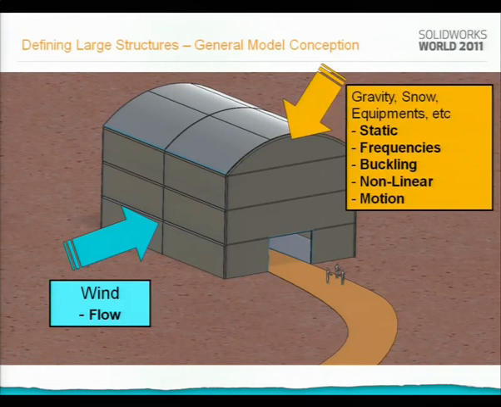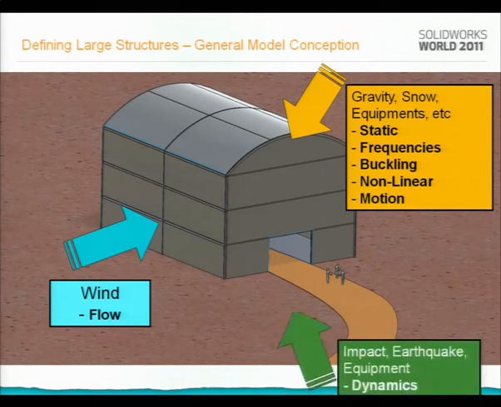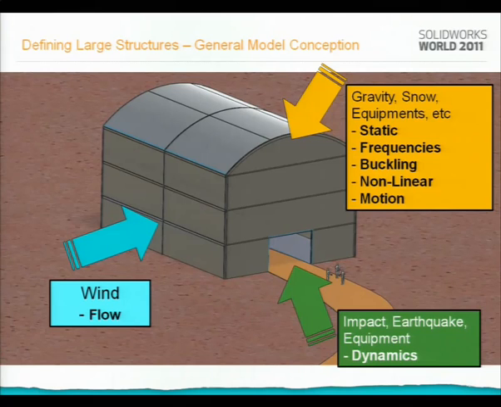After this, we are going to see static for gravity, snow, and equipment. We have to use static, frequency, buckling, nonlinear, and motion. Does everybody know what frequency and buckling are? Okay, I'll show you. Please let me know if you have any questions at any time. Finally, advanced analysis like impact, earthquake, and equipment. You see, this is a large structure. We have a lot of challenges, a lot of load conditions and boundary conditions.